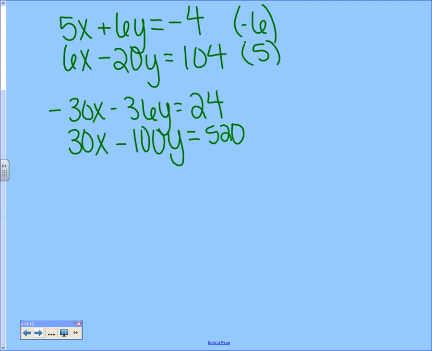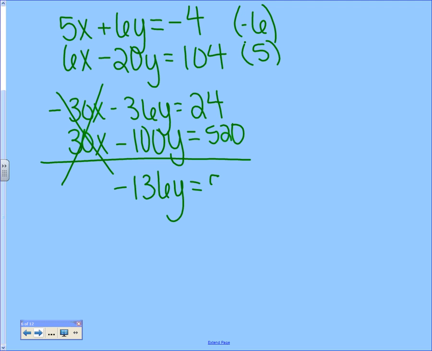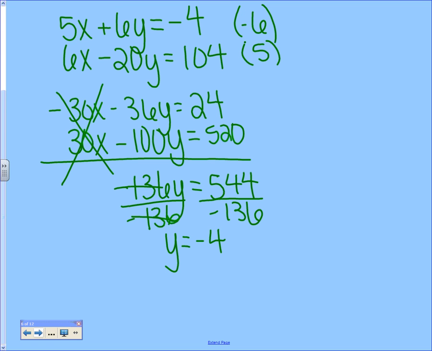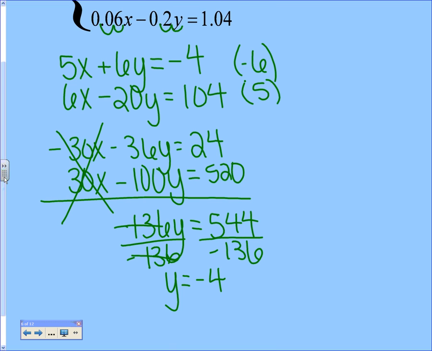Now what? Combine them. What happens to your x's? Okay. What about your y? Negative 136y. Then what? Divide by negative 136. You get -4. Okay, so you can plug it into the original one, or you can plug it in up here. Either one of these two. That's fine too. Which one do you want to plug it in?